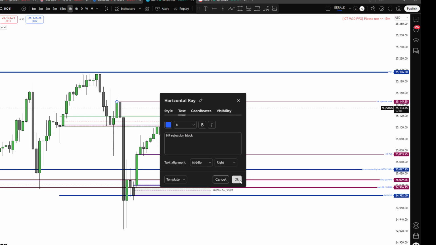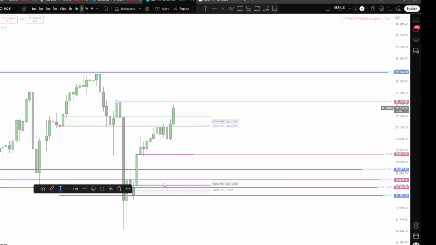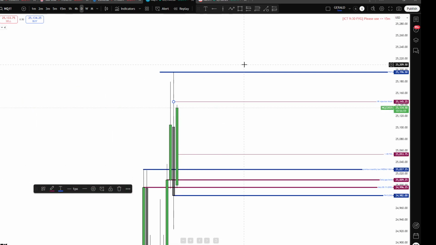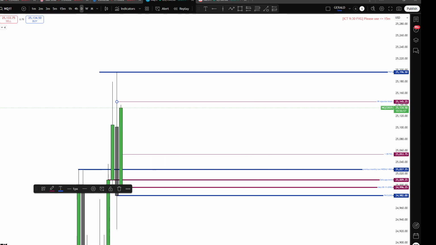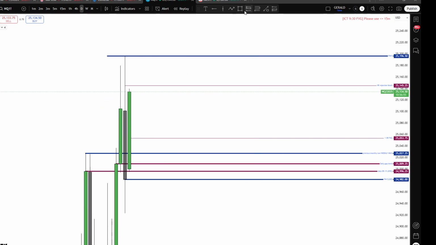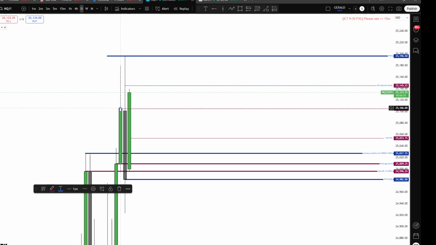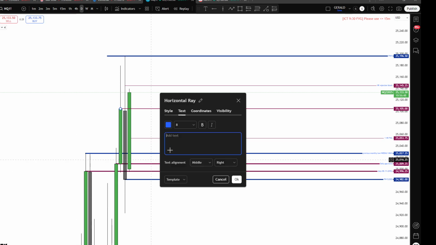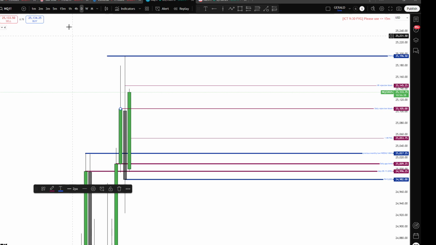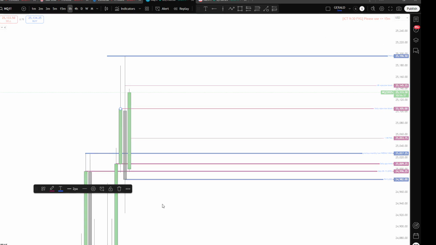And even on the daily time frame, I think I marked the daily rejection block. Where was the daily rejection block? Daily rejection block is right here. I'm going to increase this to 2, and I mark here the daily rejection block.